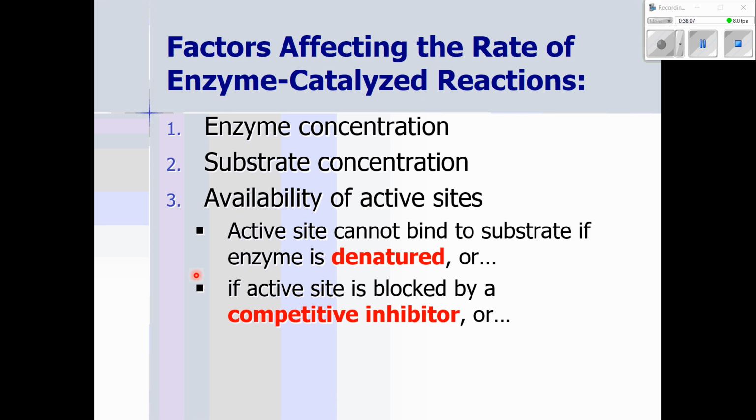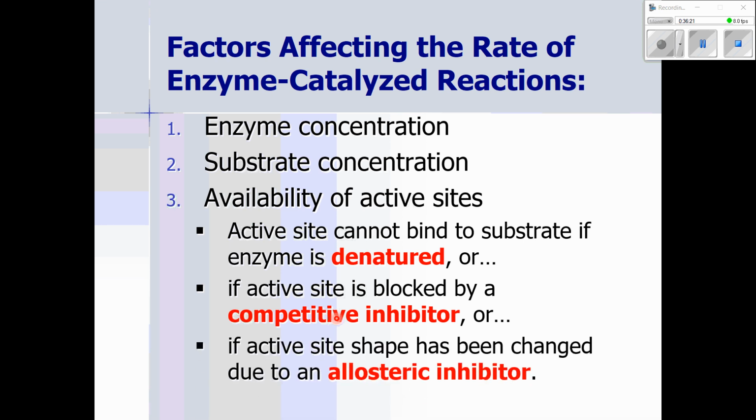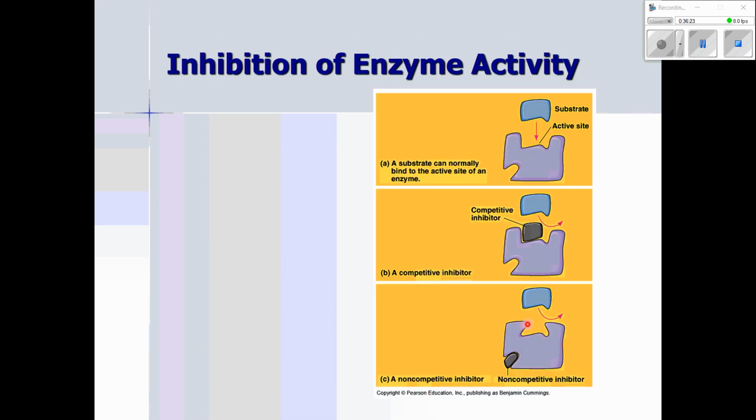So let me back up. So that's another way the active site can be made unavailable. It can be physically blocked by a competitive inhibitor. And then the final way that this can happen, oftentimes, not always, but oftentimes the enzyme will have not only an active site, but it'll have a secondary location, which is sometimes called the allosteric site.